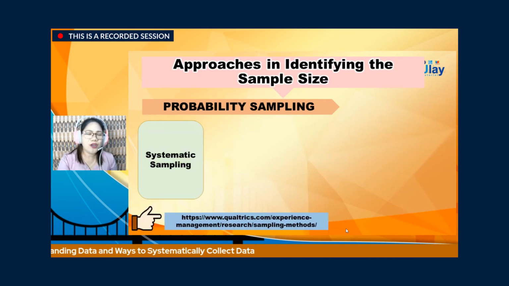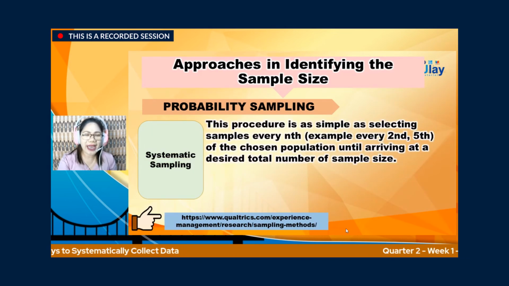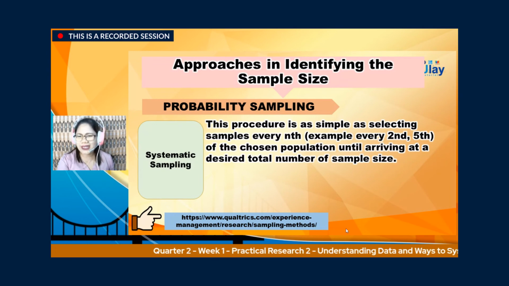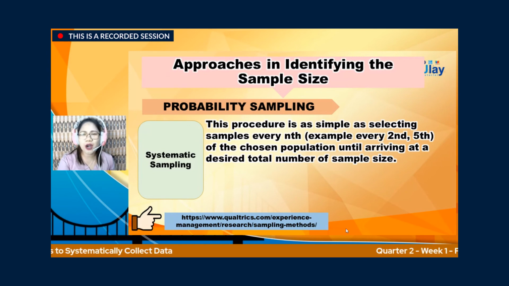Then, systematic sampling naman on the other hand, is as simple as selecting samples every nth. So it's up to the researcher. Let's say for example, sinubgroup mo yung population or yung sample mo na, then gusto mo pang mas mapaliit pa yung bilang ng iyong mga sample. So you're going to select every nth. Let's say for example, every second, every fifth, every eighth. It's up to you or it's up to the researcher kung paano siya pipili dito sa systematic sampling.